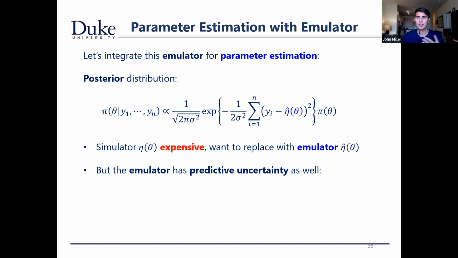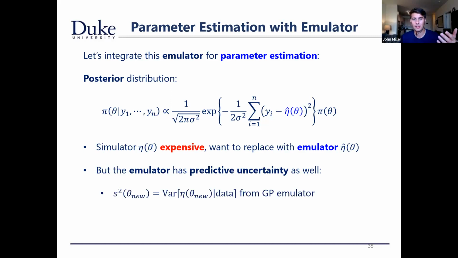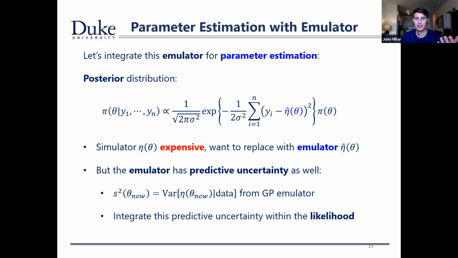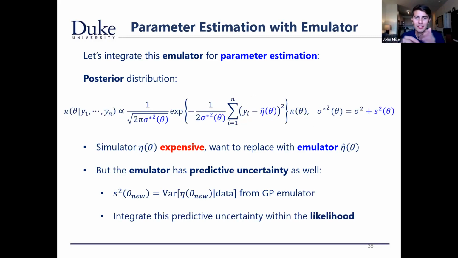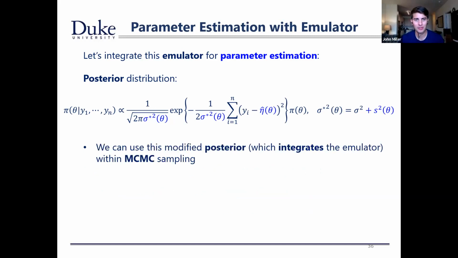So we need to make sure we're incorporating that predictive uncertainty into our inference problem, so that we're not being overconfident in our estimates. At any point we have some level of uncertainty associated with the emulator, and so we need to integrate that into the likelihood. But it turns out that there's a fairly simple form to this addition of uncertainty: you simply add your predictive uncertainty to your baseline experimental uncertainty, and then you're able to proceed as normal. So everything works out well there.